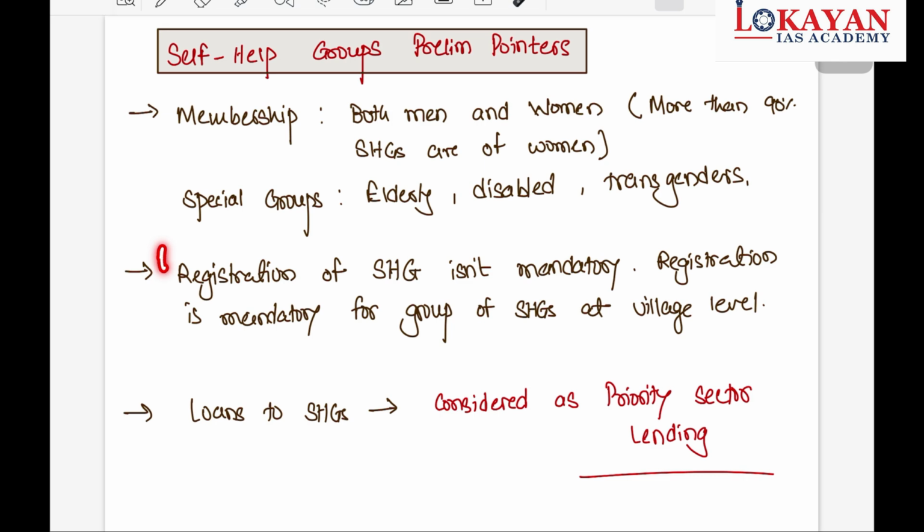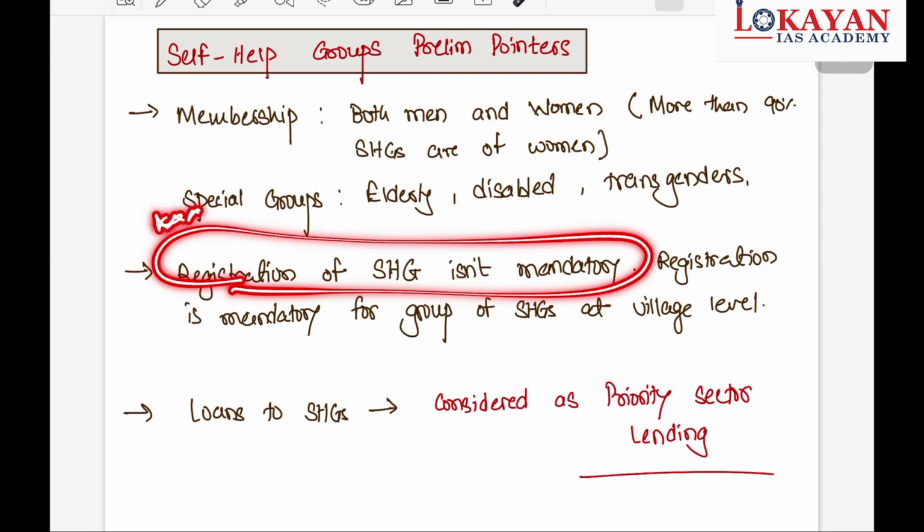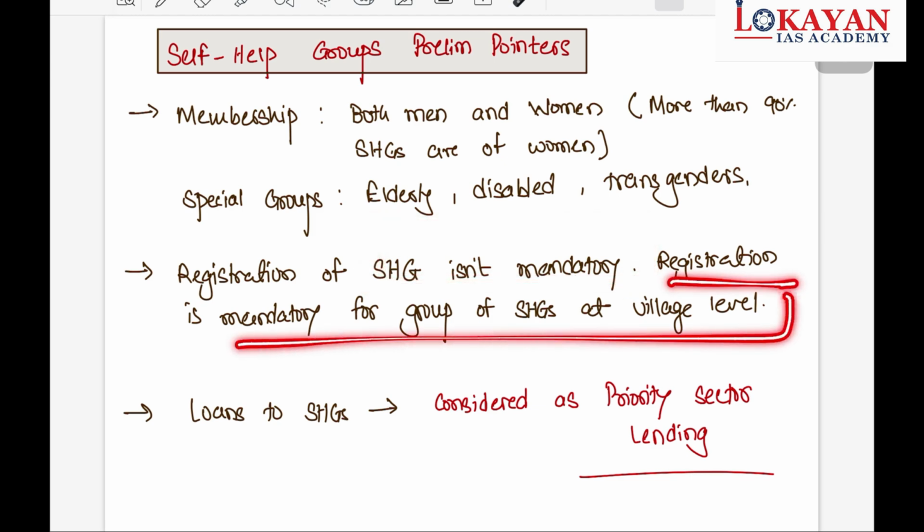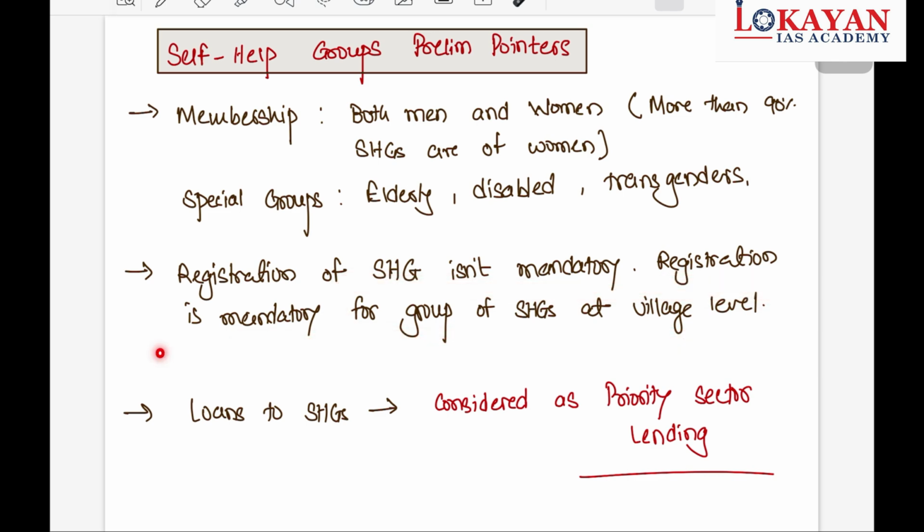Then the most important point, registration of SHG is not mandatory. So pay careful attention. You may be given a statement that SHGs must register themselves, etc. So this is not mandatory, but registration is mandatory for a group of SHGs at village level.